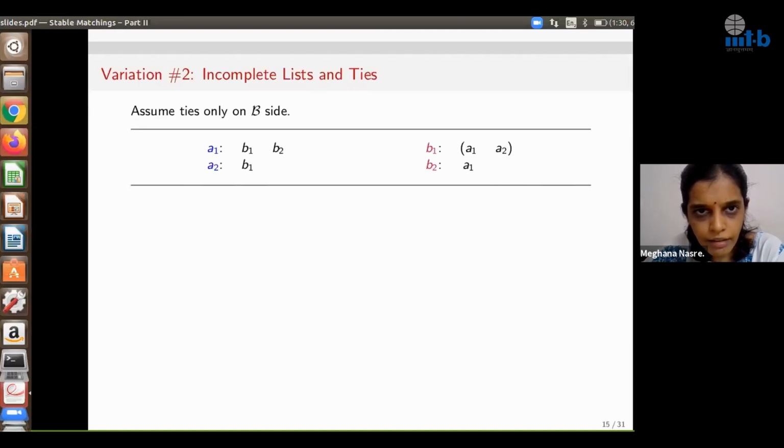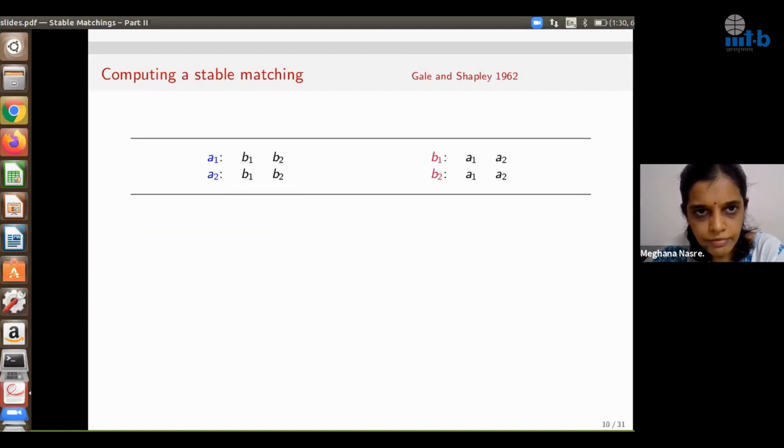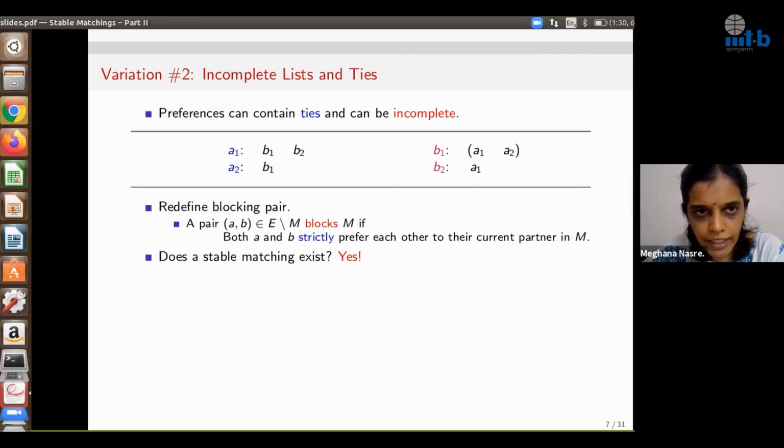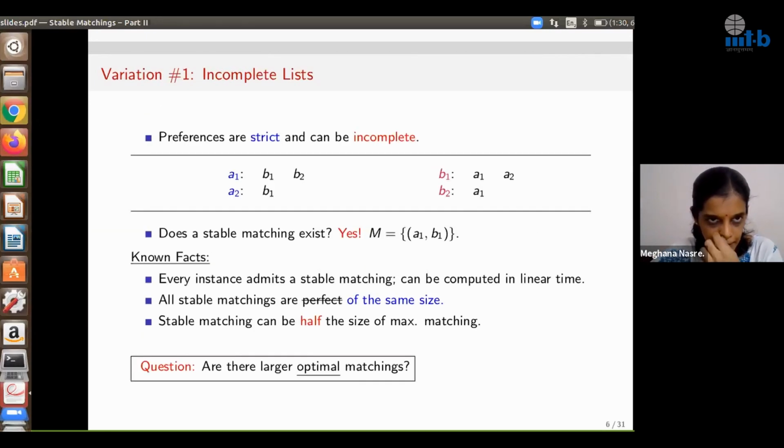So there was this variation 1 where we said that, yeah, I recall the fact that we do have a stable matching. Every stable matching has the same size. However, stable matchings can be half the size of the maximum cardinality matching. And are there larger size matchings which are optimal? And we said that if we want to have larger size matchings, we have to forego or give up stability, because all stable matchings have the same size.